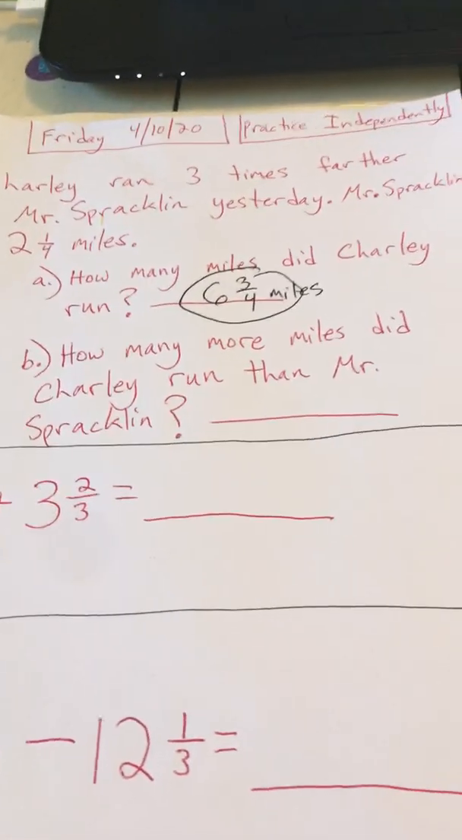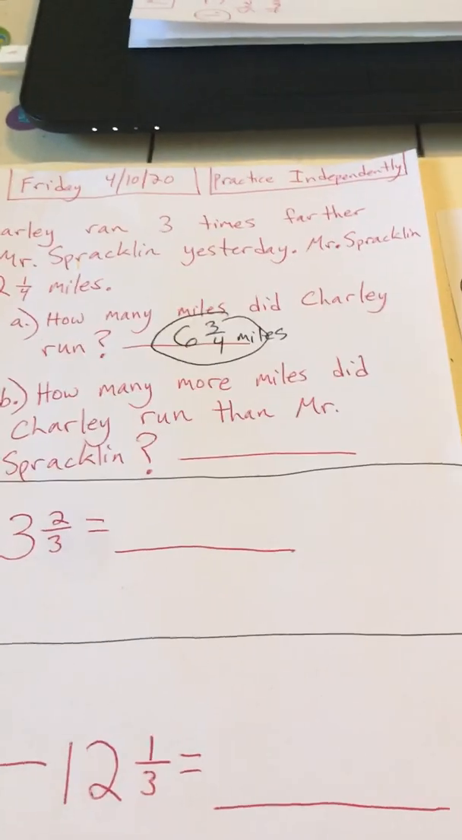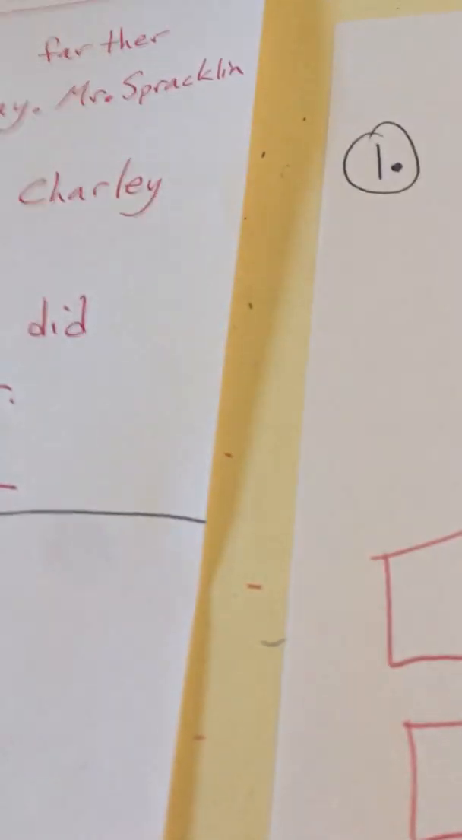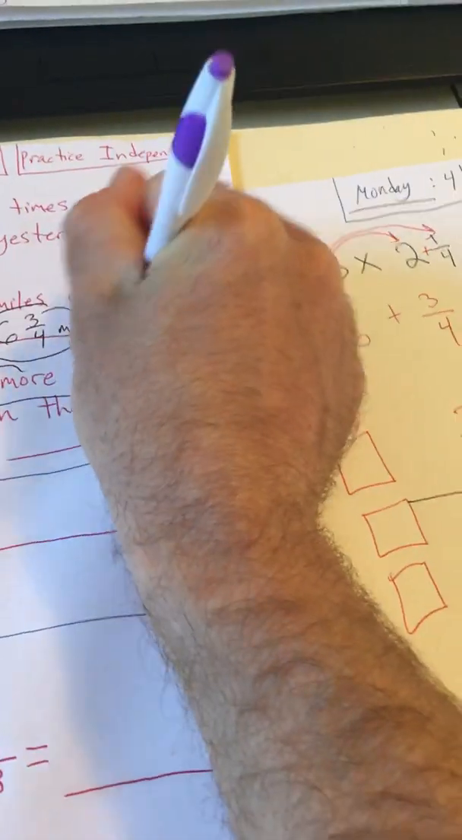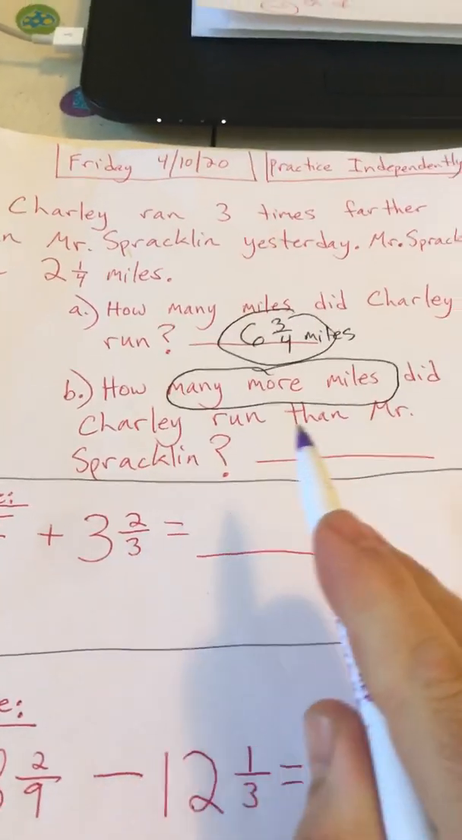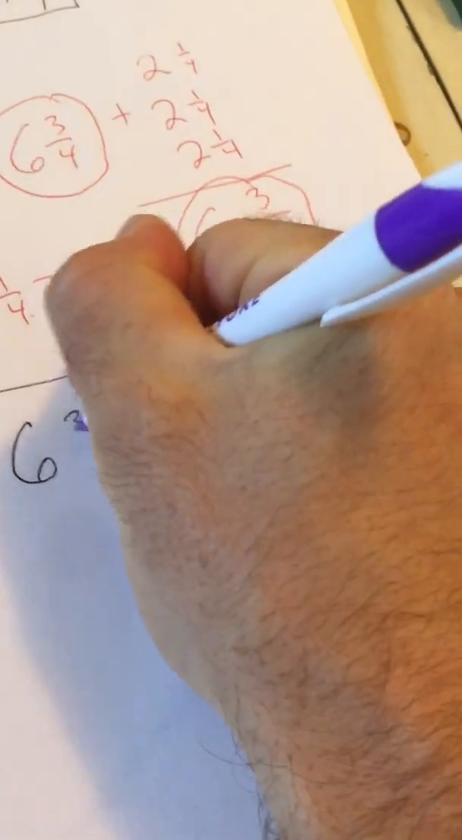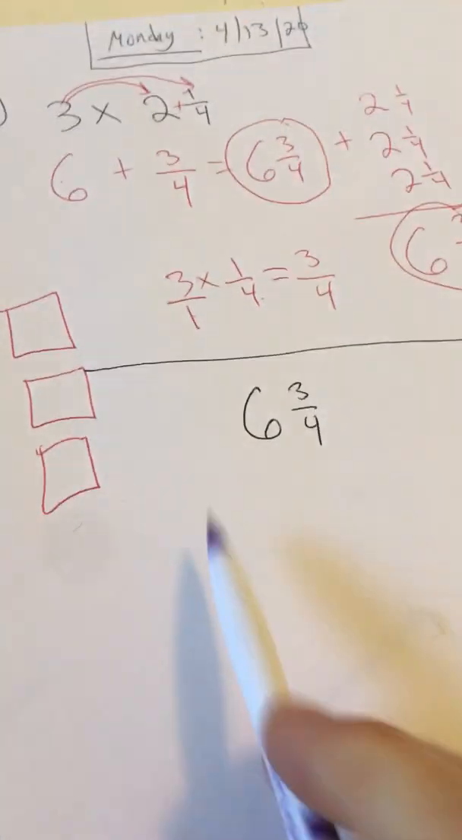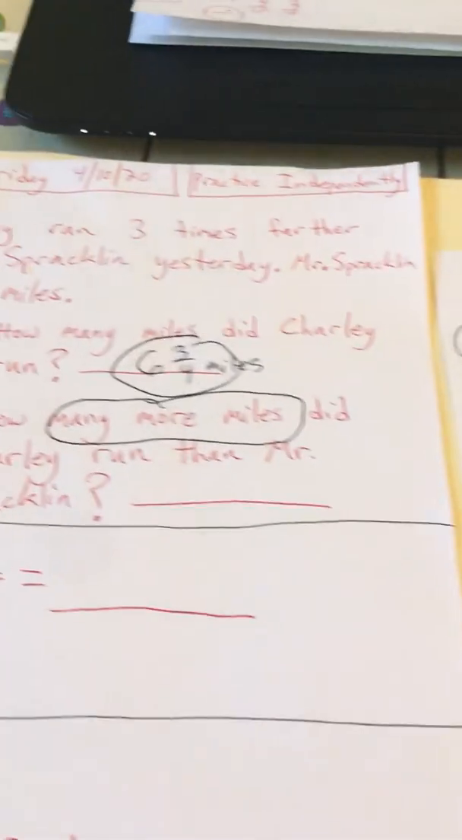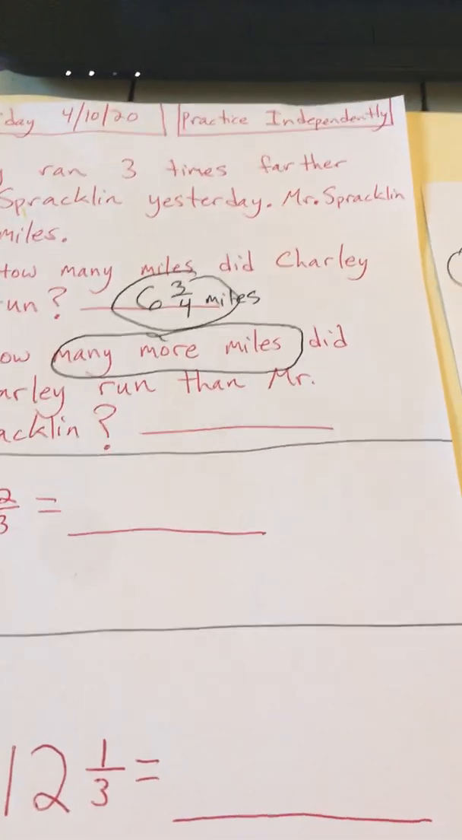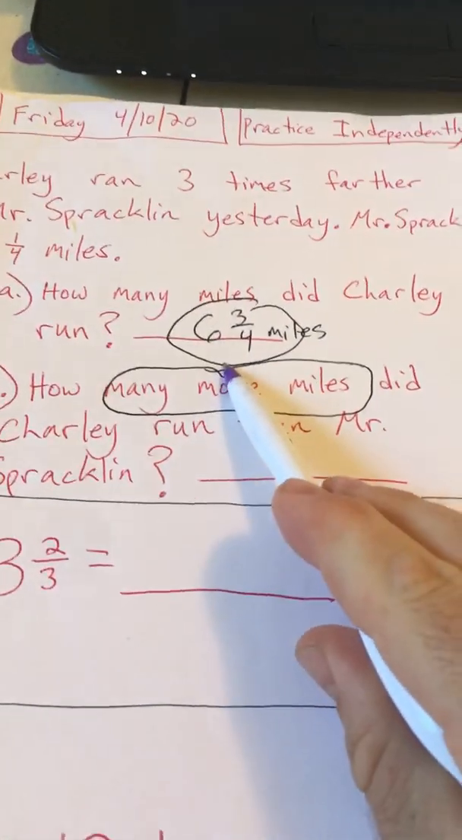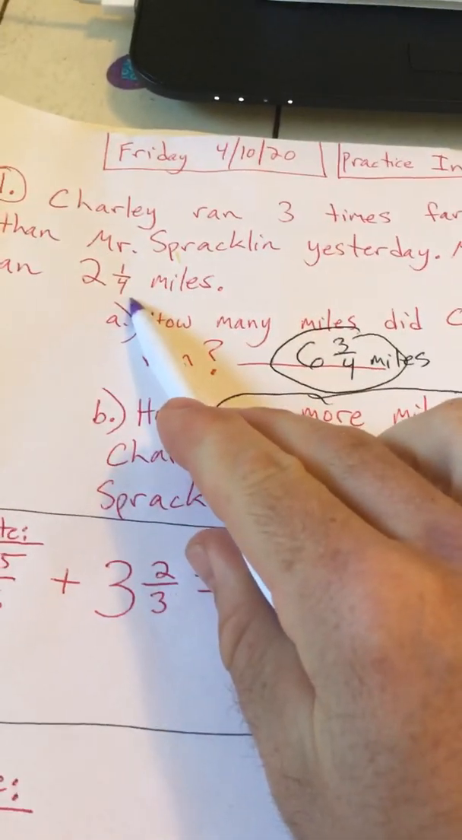Now part B says how many more miles did Charlie run than Mr. Spracklin? So I'm going to give myself some space. How many more miles did Charlie run than Mr. Spracklin? So Charlie ran 6 3/4 miles. To find out how many more he ran than me, we're going to have to subtract his number of miles minus my number of miles.